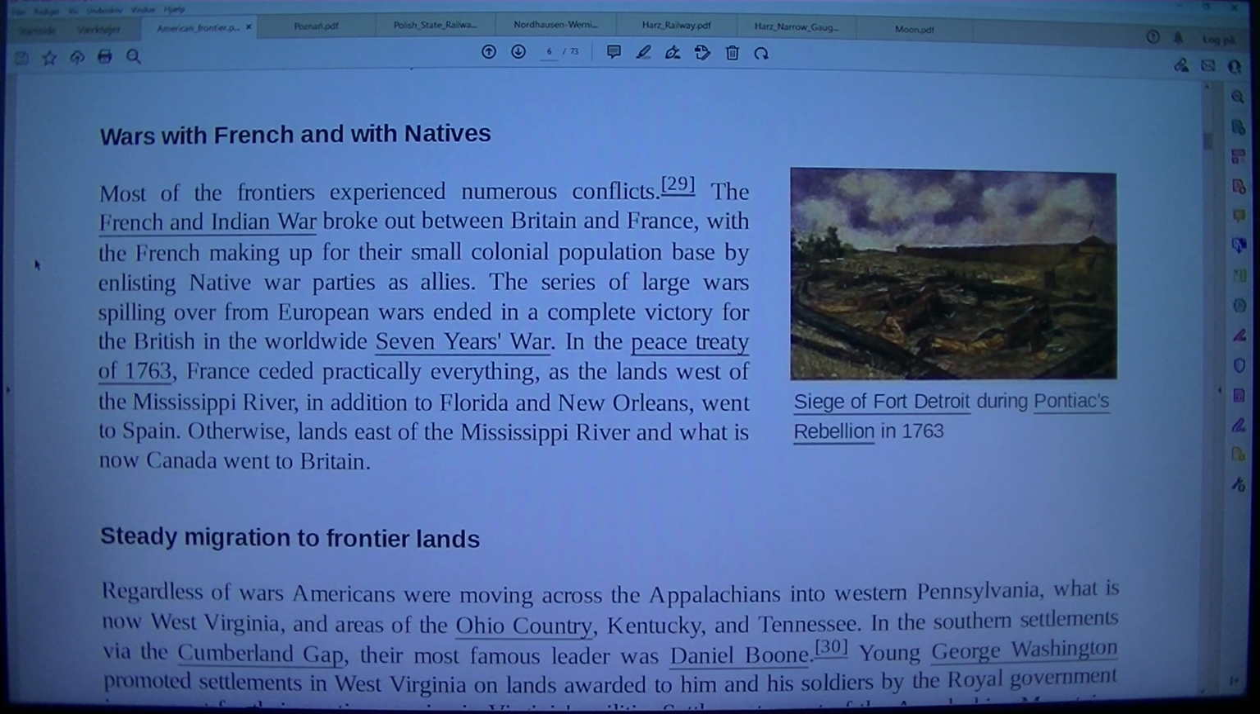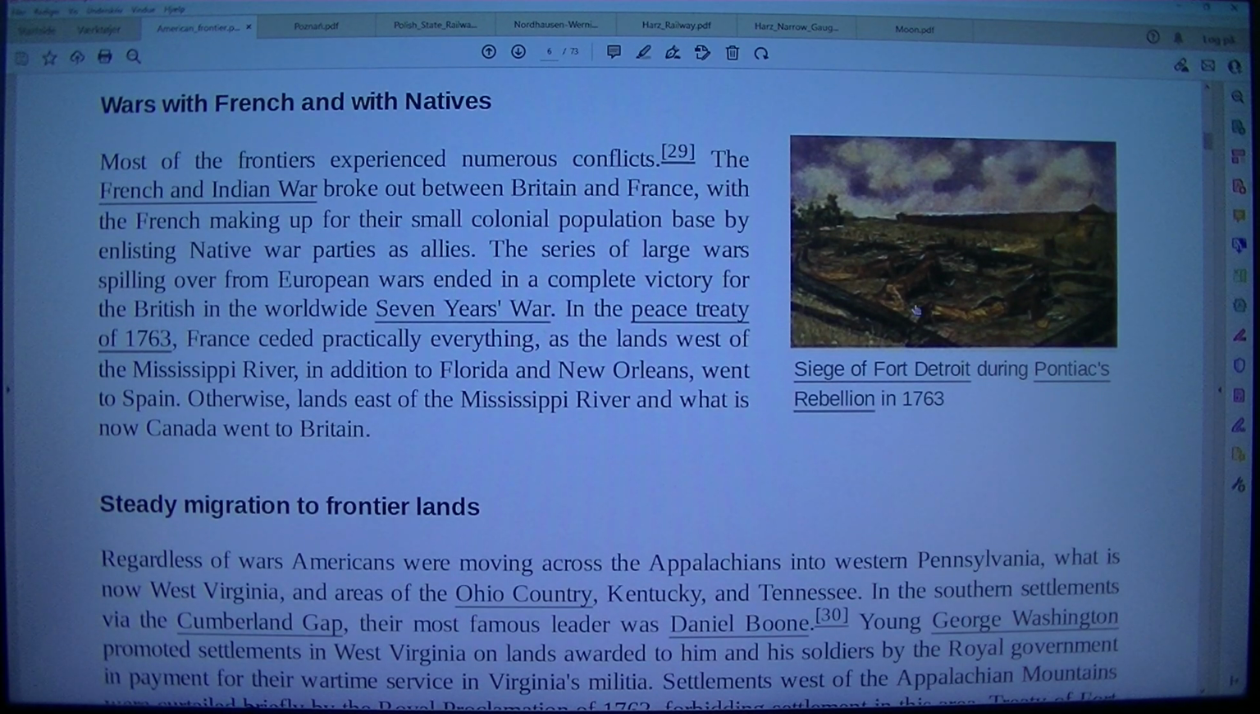Wars with French and with natives. Siege of Fort Detroit during Pontiac's rebellion in 1763. Most of the frontiers experienced numerous conflicts. The French and Indian War broke out between Britain and France, with French making up for their small colonial population base by enlisting native war parties as allies.